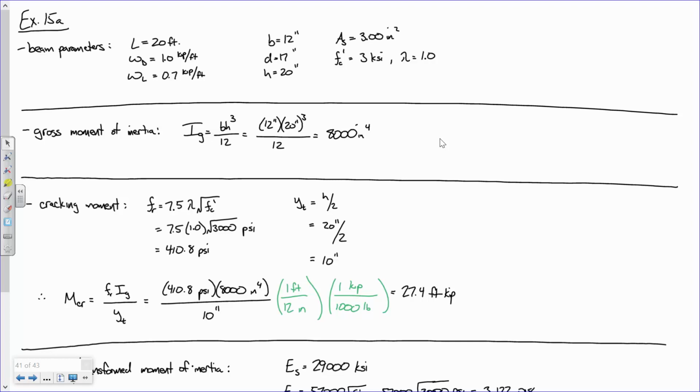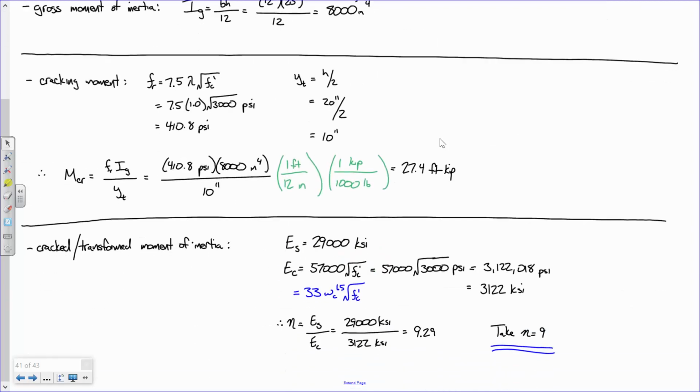Now the one that takes a little bit of work is the cracked moment of inertia, or our transformed moment of inertia. So remember, there's a few steps that you've got to go through to do that. You've got to compute your modular ratio. Remember, E sub S over E sub C. E sub S is always 29,000. E sub C, 57,000 square root of FC prime for normal weight concrete. And you take the integer value of that. So we just take N to be equal to 9.